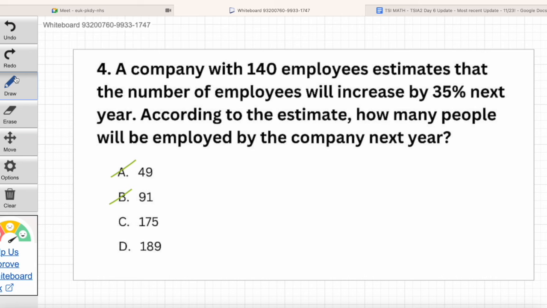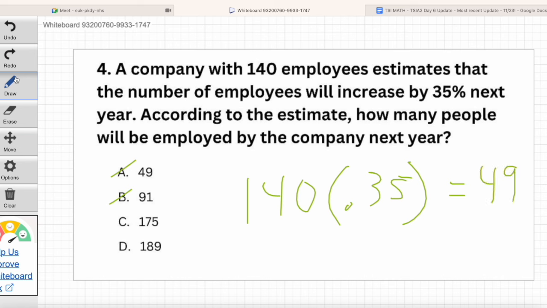Let's do that real quick. So really, it's just 140 times what? What do we multiply by? 0.35, same thing. And what does that give us? 49. That gives us 49, right? Which is where answer choice A comes from. A lot of students would pick answer choice A here on this question. You can see why, right? They just do a calculation and think, oh, 49, sweet. But that's not the number of employees, right?